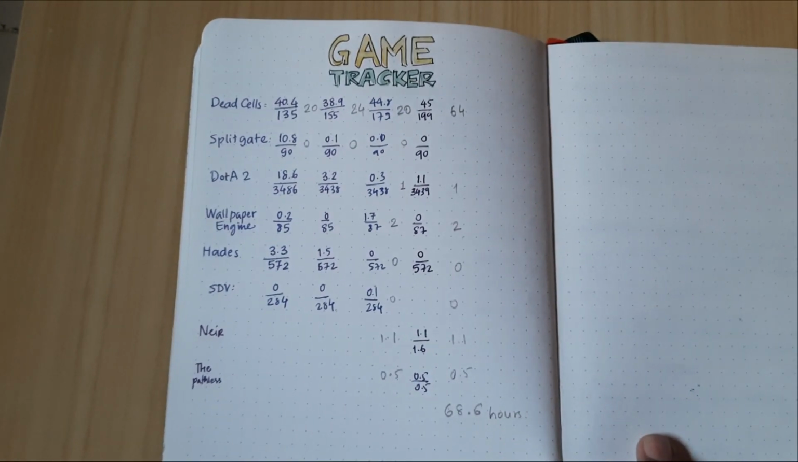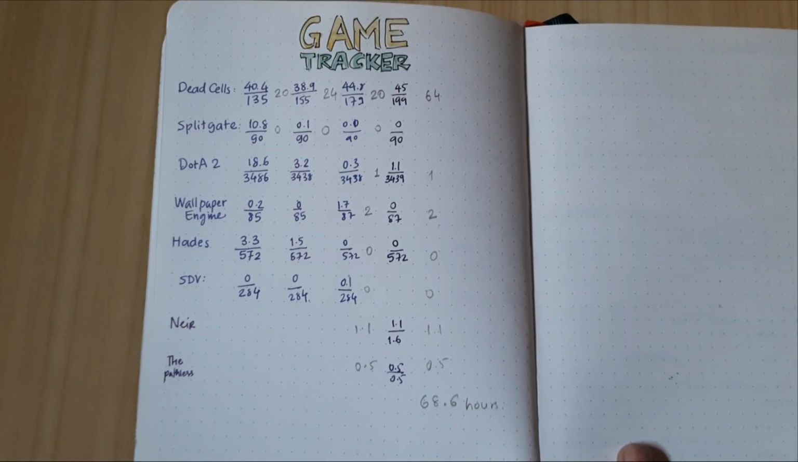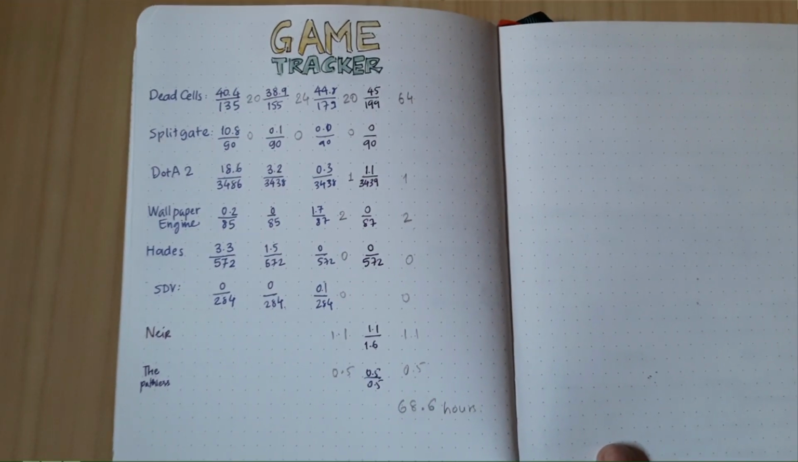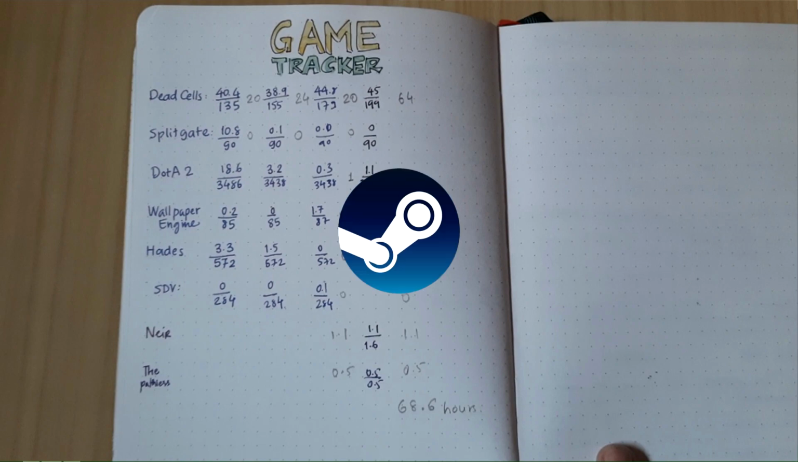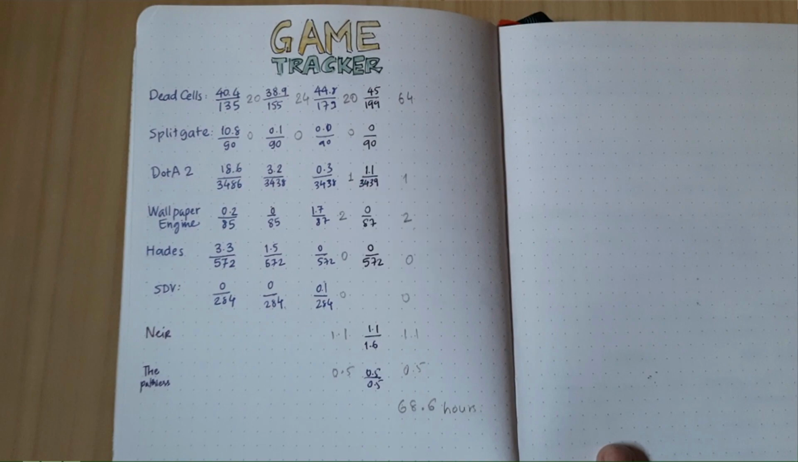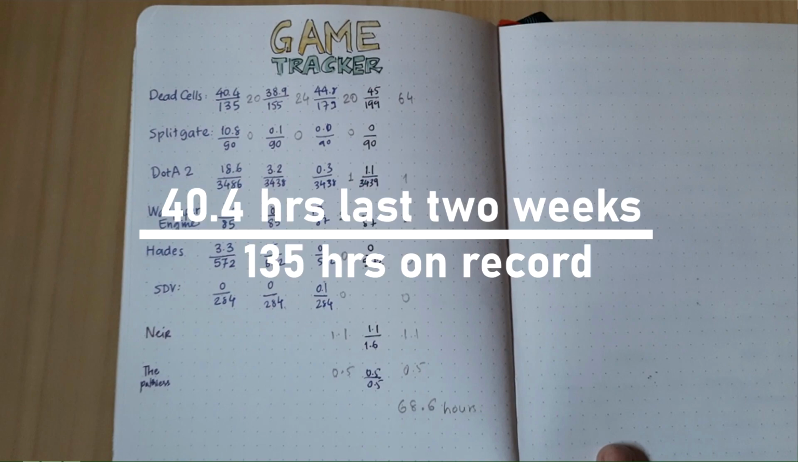And here comes my favorite spread, the game tracker. I love it because it requires the least effort. I play the majority of my games through Steam, and Steam already keeps track of hours spent in each game. Each entry contains two numbers. The top number is the hours spent on that game in the last 2 weeks, while the bottom number is the total hours spent on that game so far.